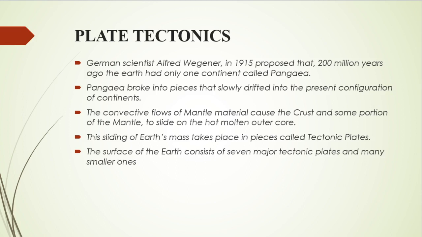The convective flows of mantle material caused the crust and some portion of the mantle to slide on the hot molten outer core. This sliding of Earth's mass takes place in pieces called tectonic plates. The surface of the Earth consists of seven major tectonic plates and many smaller ones.